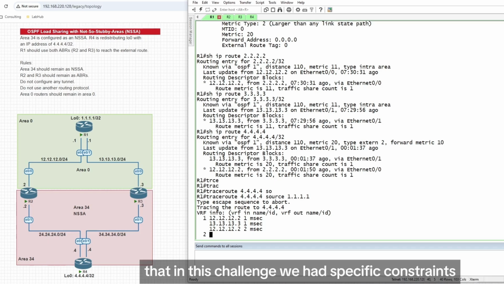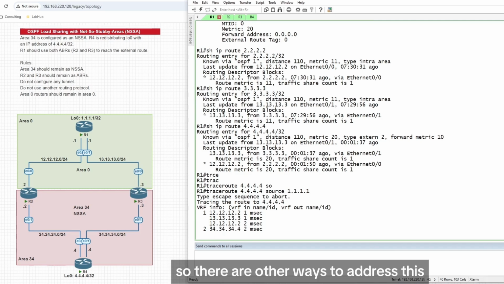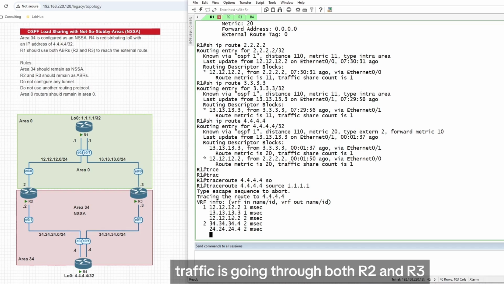Note that in this challenge, we had specific constraints. So there are other ways to address this if we didn't have any constraints. So as we see here, now our traffic is going through both R2 and R3.